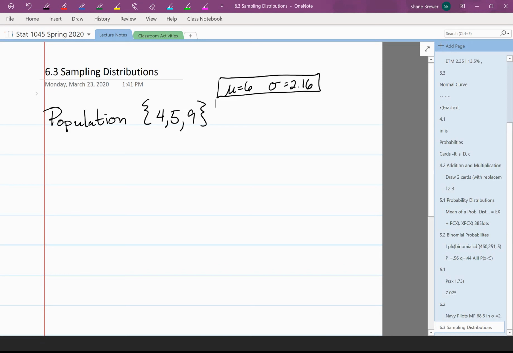That's what we mean when we talk about sampling distribution. So here's how it's going to work. We're going to take samples of size 2.